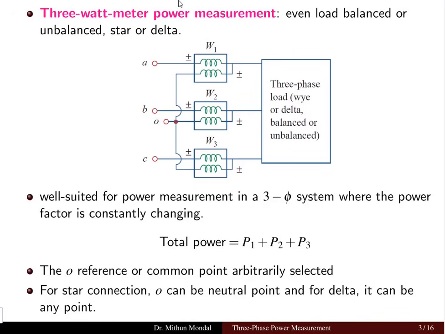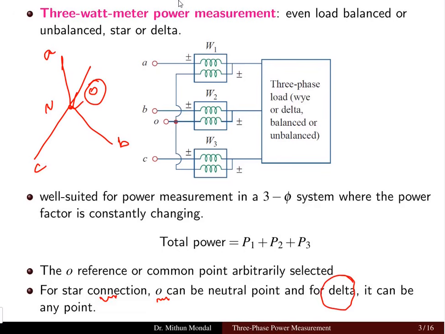Now let us see, if the network is star connected, then this O can be the neutral point. So if you have the star connected network, here you have the neutral point, and these are the phases A, B and C. The neutral point can be the common reference point. But in delta you don't have the neutral. When you talk about the delta connection, you have the 3 phases like this, A, B and C, so any point you can treat as O. You can treat this one as O, or this one, or this one, or somewhere outside also. That is the common reference point.